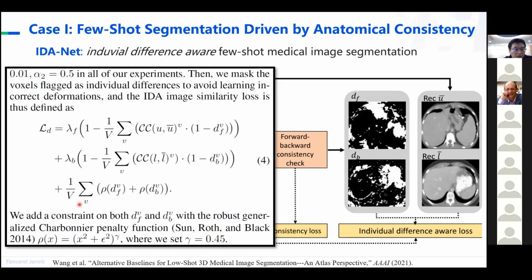Note that we have a regularization term here, which basically says the network cannot mark all the pixels as individually different. In that case, the null solution would be that all the pixels are marked as individually different, and then there would be no loss at all. So we have this regularization term.